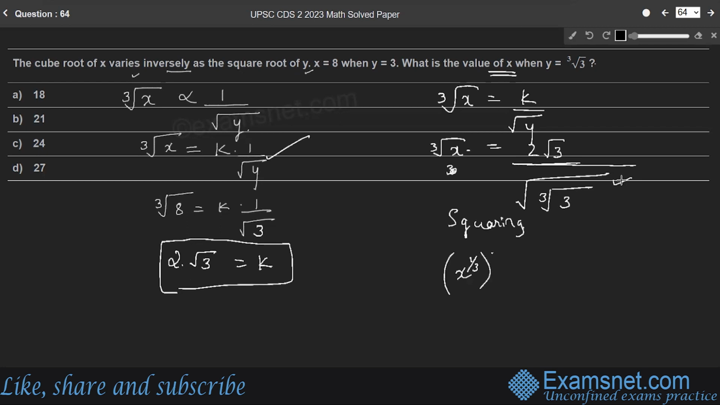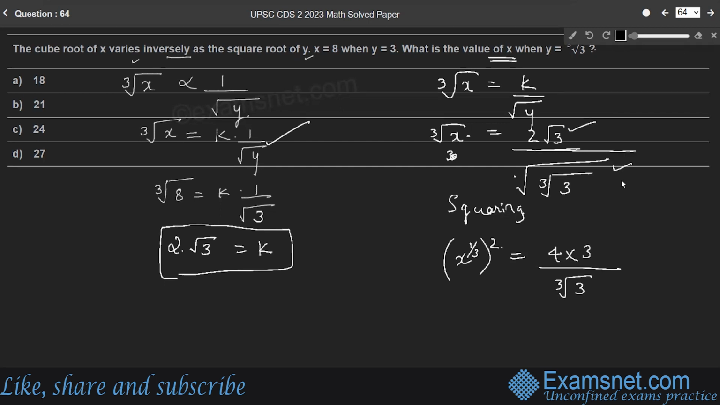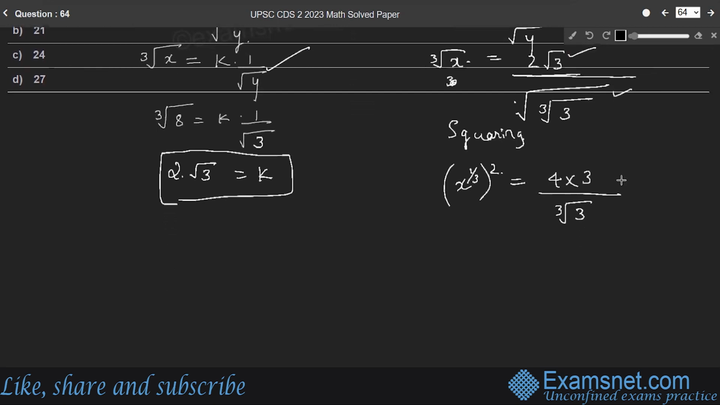So when it is squared, it becomes raised to the power of 2, equal to 2 root 3 square, which is 4 into 3, divided by, when the denominator is squared, cube root of 3. The square root part is removed, so we have only cube root of 3. Now we have to remove this cube root in the denominator, so cubing. The LHS is nothing but x raised to 2 by 3, raised to 3.